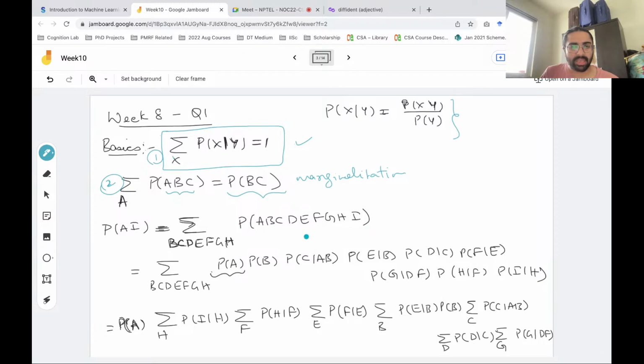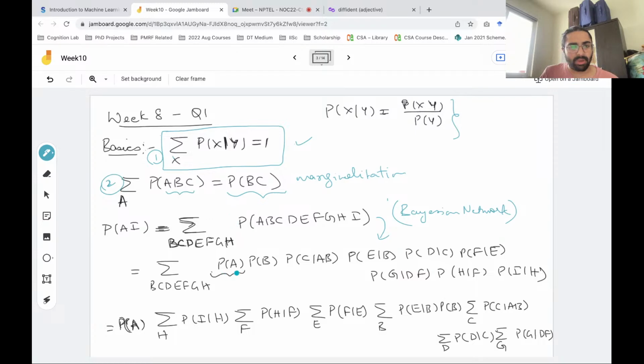A, b, c, d, e, f, g, h, I. Now I can factorize this into this format because it's a Bayesian network, right? So this gives me what conditional probabilities are enough to actually define the joint probability distribution, right?